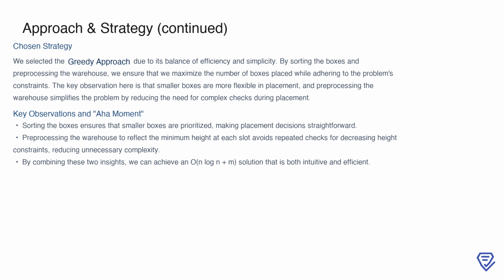Additionally, pre-processing the warehouse to reflect the minimum height at each slot simplifies our logic and reduces the need for redundant checks later. Together, these steps allow us to achieve a solution that is both intuitive and highly efficient, with a time complexity of n log n plus m. This combination of sorting and pre-processing ultimately minimizes the problem's complexity while adhering to all constraints.